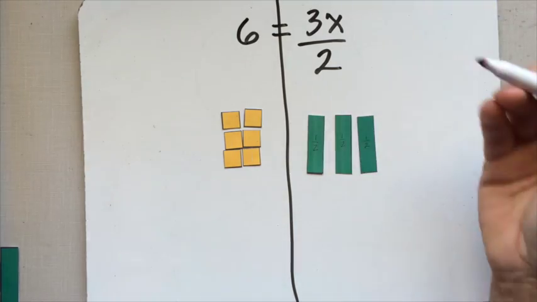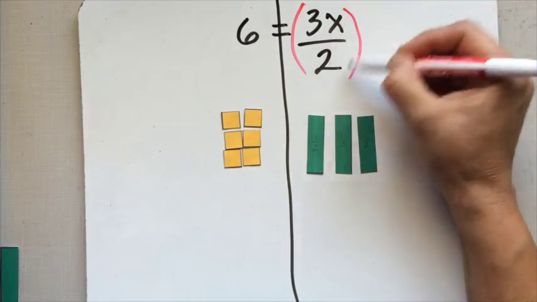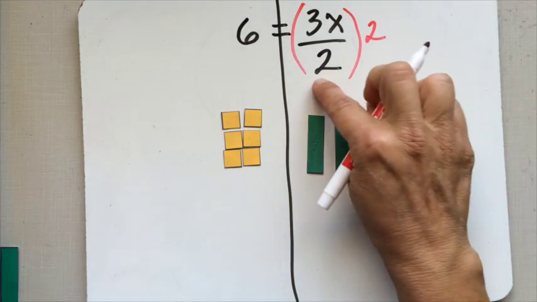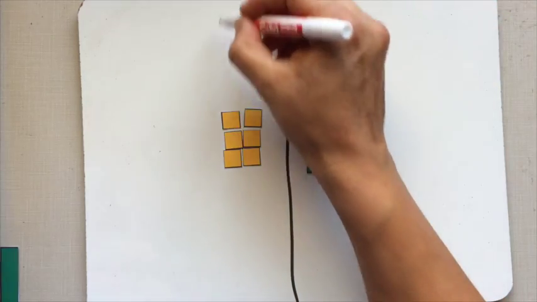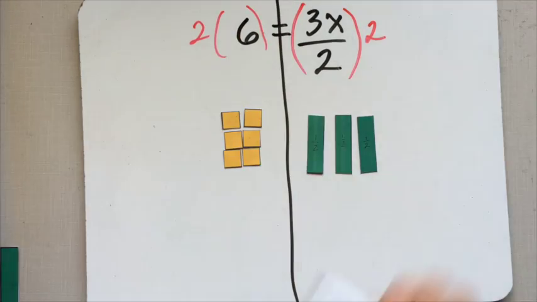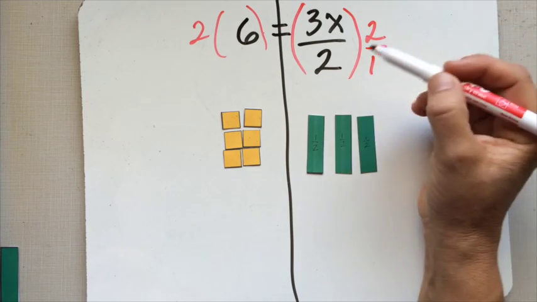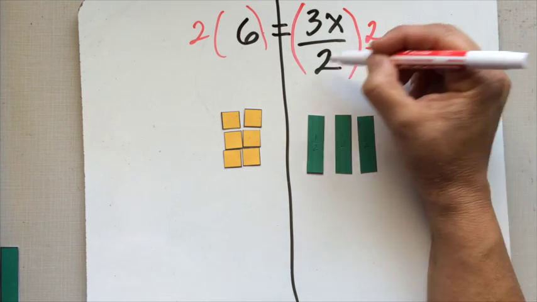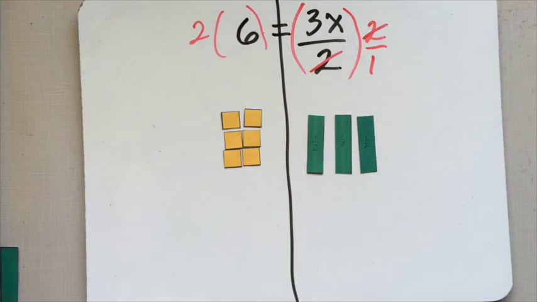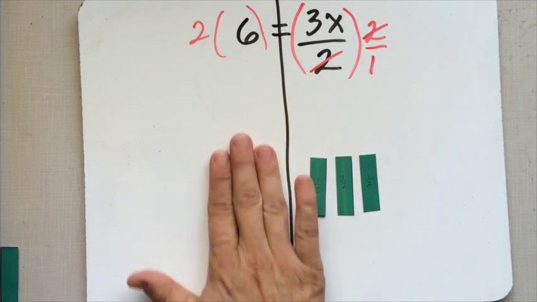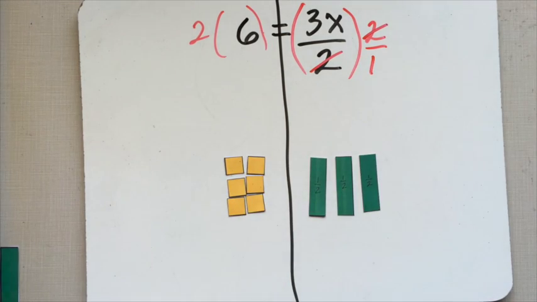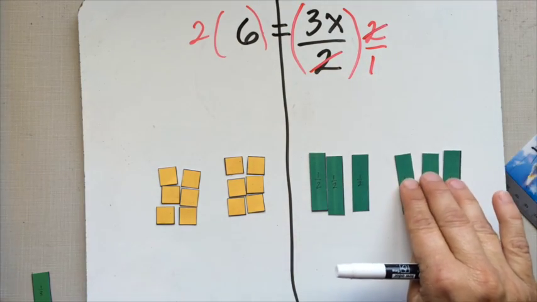If I want whole x's instead of half x's, I need 2 groups of this. I'm undoing this dividing by 2 by multiplying by 2, both sides. So I get 3 times x times 2 divided by 2 times 1. The 2's cancel. If I have a 2 in the numerator and a 2 in the denominator, 2 divided by 2 is 1. 1 times 3x is 3x. Here's my 2 groups of 3x over 2.